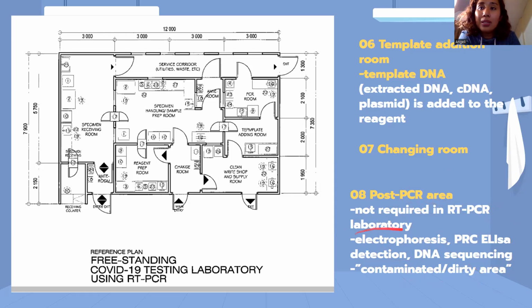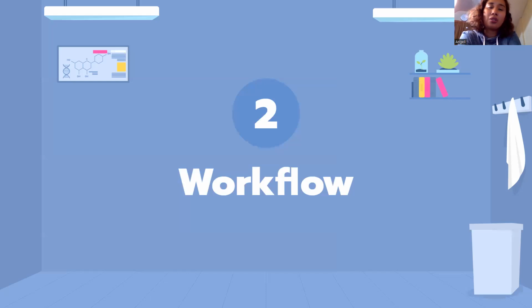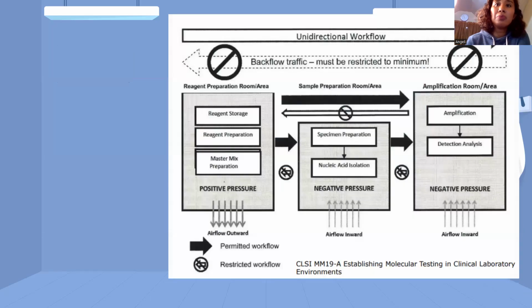So, anong mga makina sa loob ng post-PCR area? We have electrophoresis, PCR, ELISA. Yan, sorry, PCR, ELISA yan. DNA sequencing. Yeah. So, this is considered a contaminated or dirty area. PCR room is also a dirty room. Okay? So, ma'am, di ba yun, may mga term nga tayo, dirty and clean room. So, there's such thing as dirty and clean area.